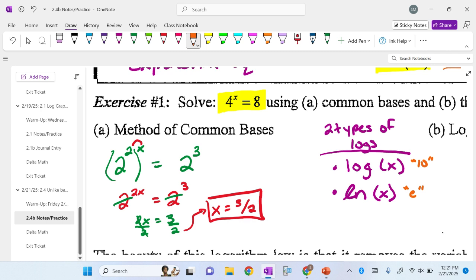So if you use common log, you've got to use common log throughout. If you use ln, you've got to use ln throughout. And again, it doesn't matter which one you use. I typically go for ln just because that's where my math brain likes to go. And there are special reasons for that besides the way I was taught. But again, for this class, common log is usually what you guys are going to use.